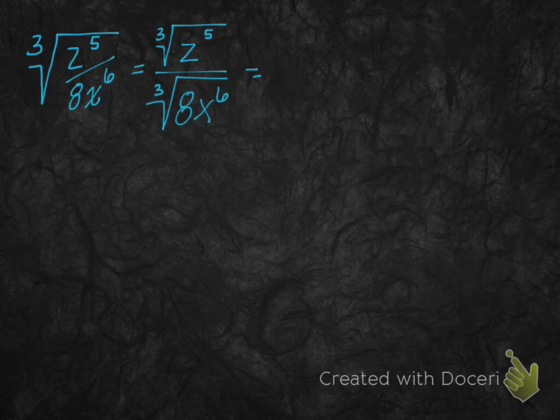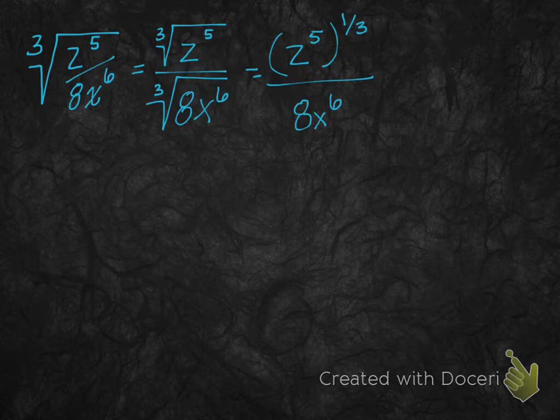So I'm going to rewrite the numerator as z to the 5th power all raised to the 1/3, which is how I write a cubed root as a fractional power. In the denominator, I'd have the same thing, 8x to the 6th power, all raised to the 1/3 power. And now I don't have to write my cubed root anymore. The next thing I want to do is look for 3's in my powers.